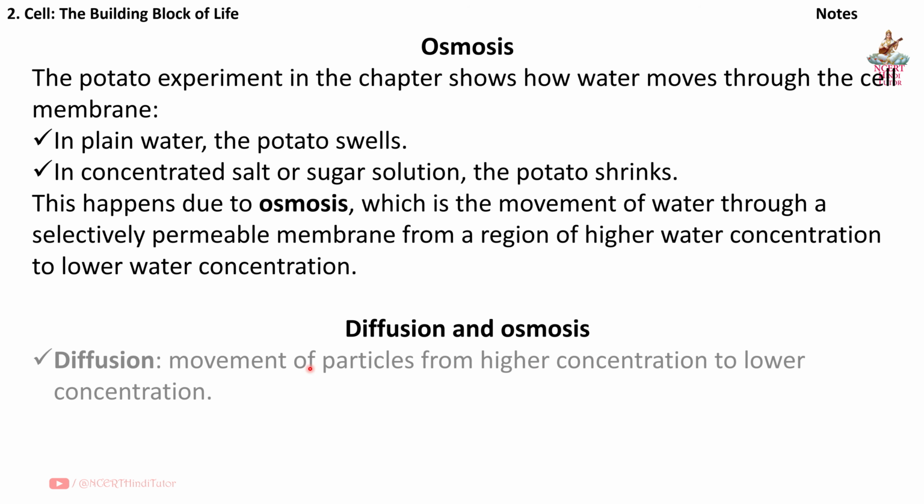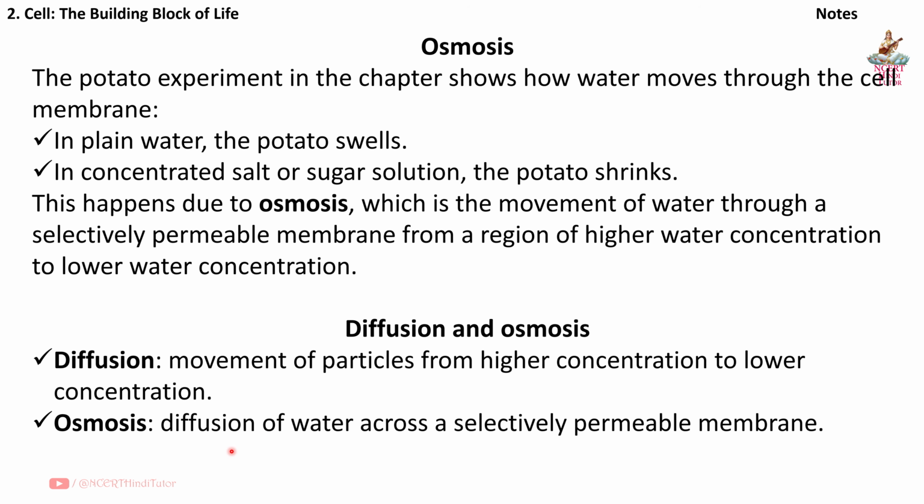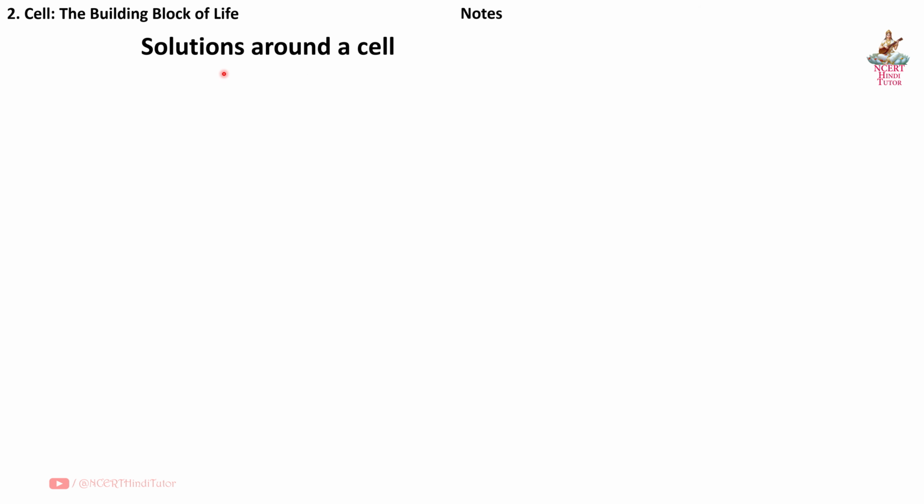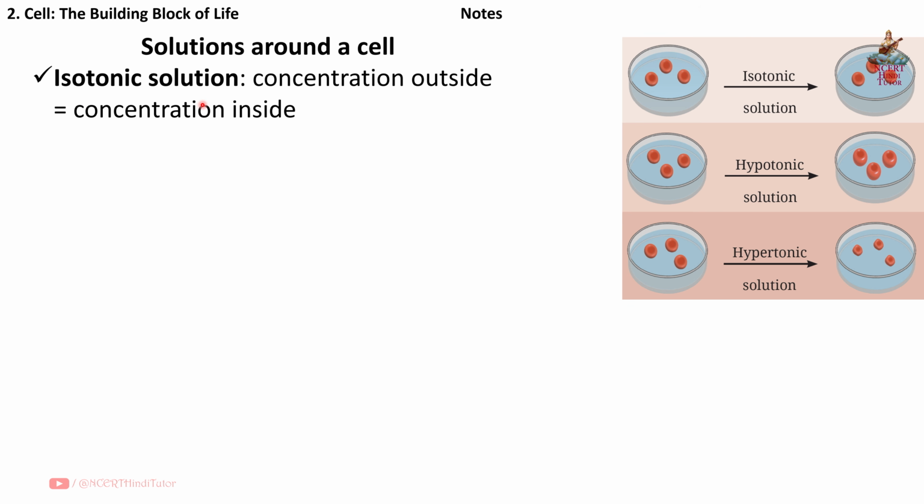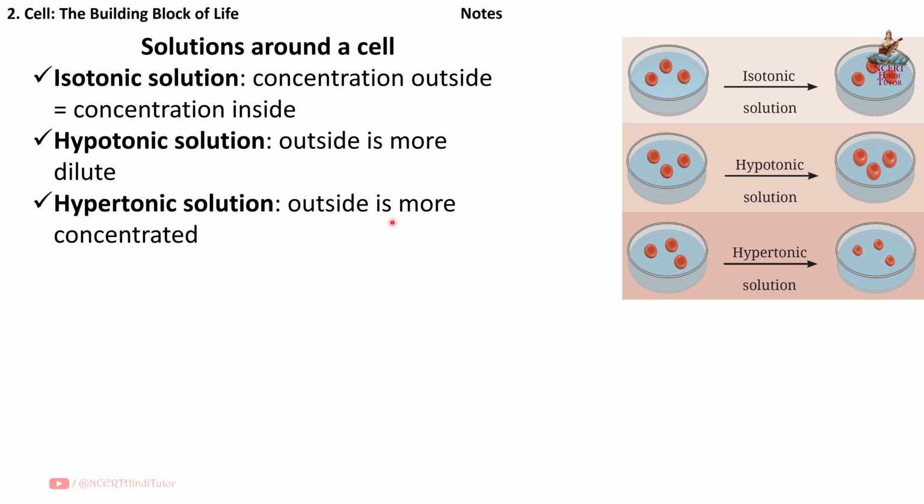Diffusion and osmosis. Diffusion: movement of particles from higher concentration to lower concentration. Osmosis: diffusion of water across a selectively permeable membrane. Solutions around a cell. Isotonic solution: concentration outside is equal to concentration inside, like this. Hypotonic solution: outside is more dilute. Hypertonic solution: outside is more concentrated. So friends, this is isotonic solution, this is hypotonic, and this is hypertonic.